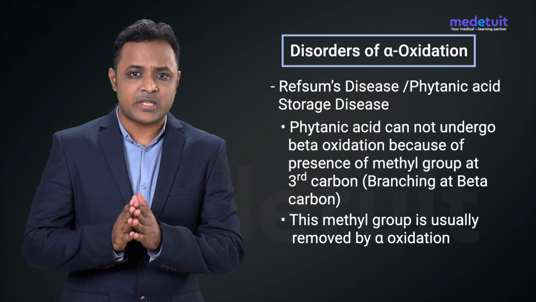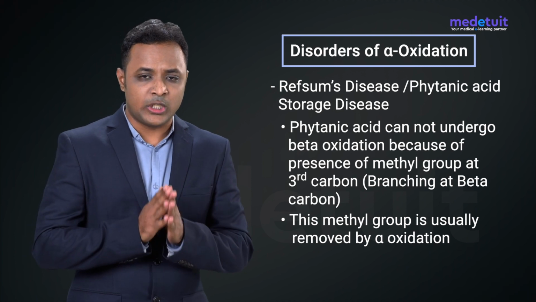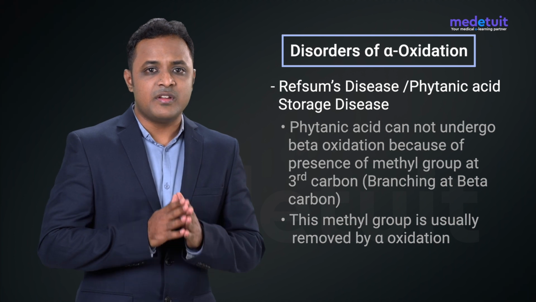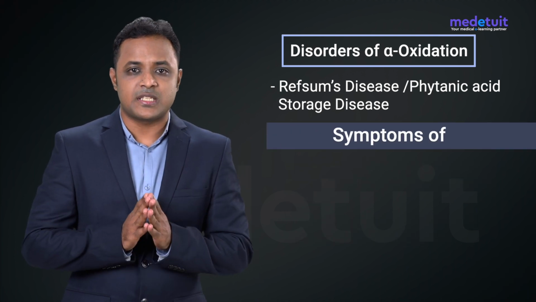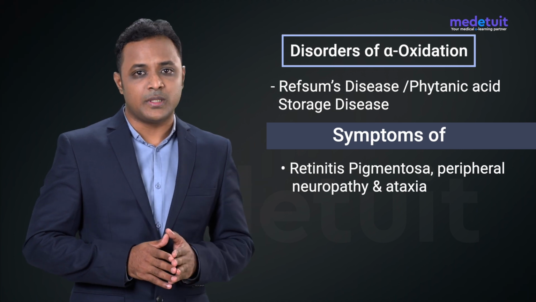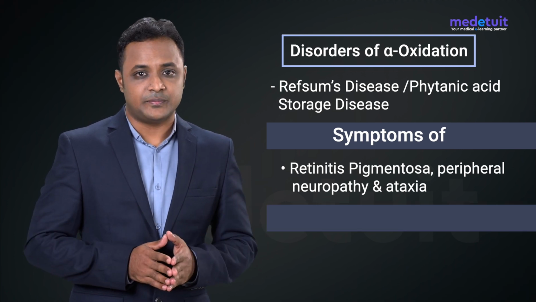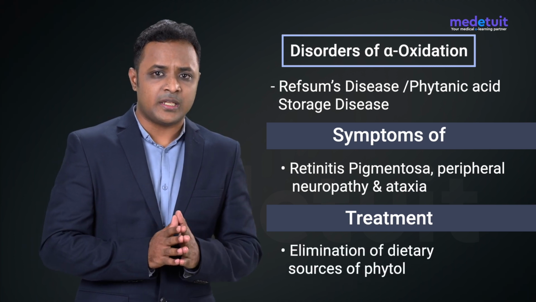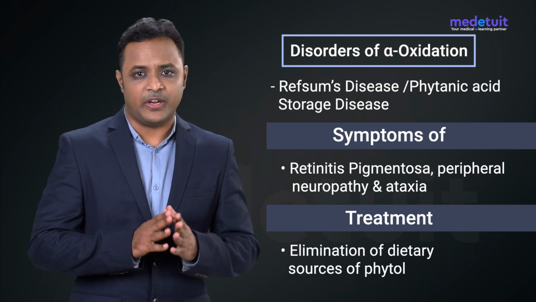So, when alpha oxidation is impaired, there is going to be an accumulation of the phytanic acid, which is going to cause symptoms such as retinitis pigmentosa, peripheral neuropathy and ataxia. The treatment of this disorder is to simply eliminate the dietary sources of phytol.